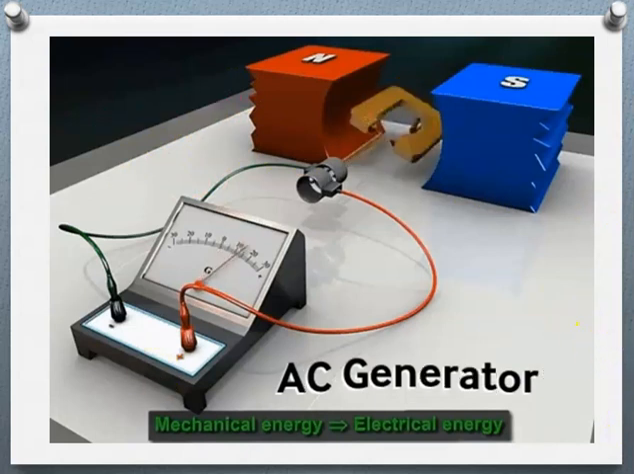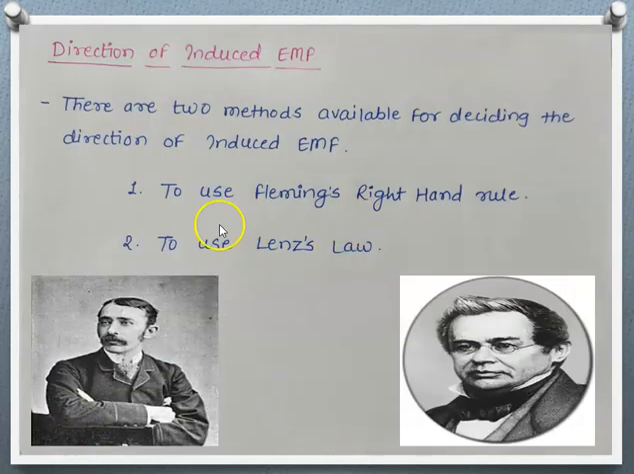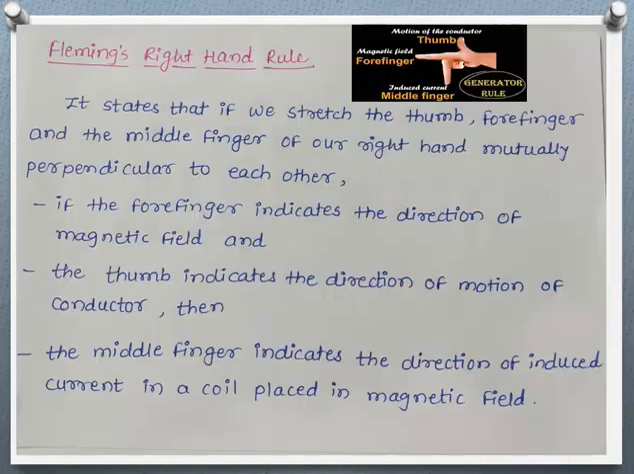Now in this session we are going to discuss how to find the direction of induced EMF. There are two methods. One is given by scientist Fleming and one is given by scientist Lenz. The first method uses Fleming's right hand rule and the second method uses Lenz's law. Let's see one by one in detail.